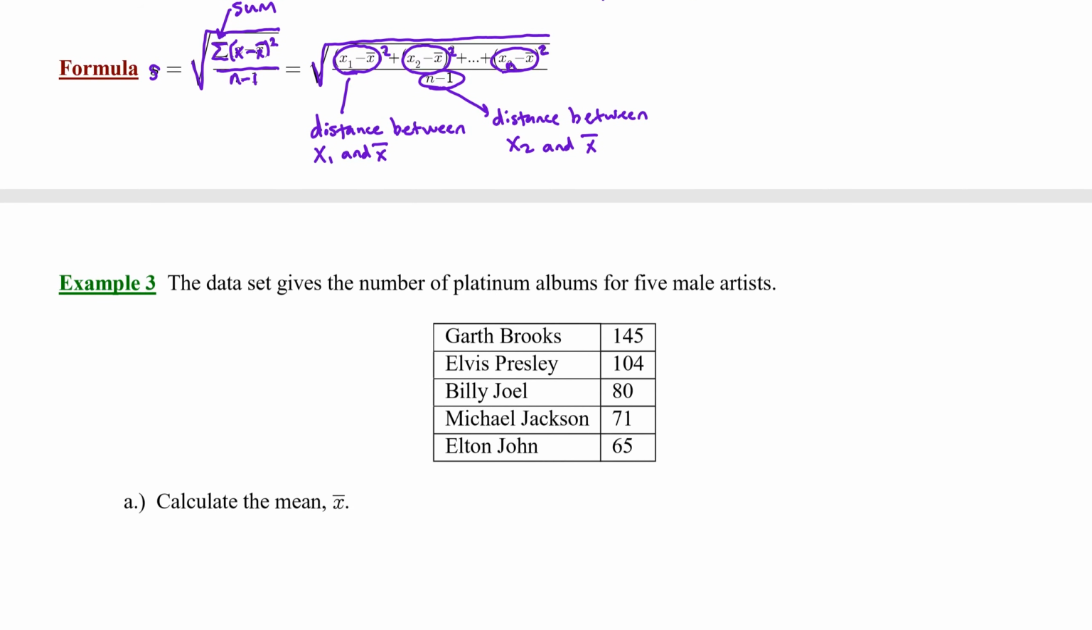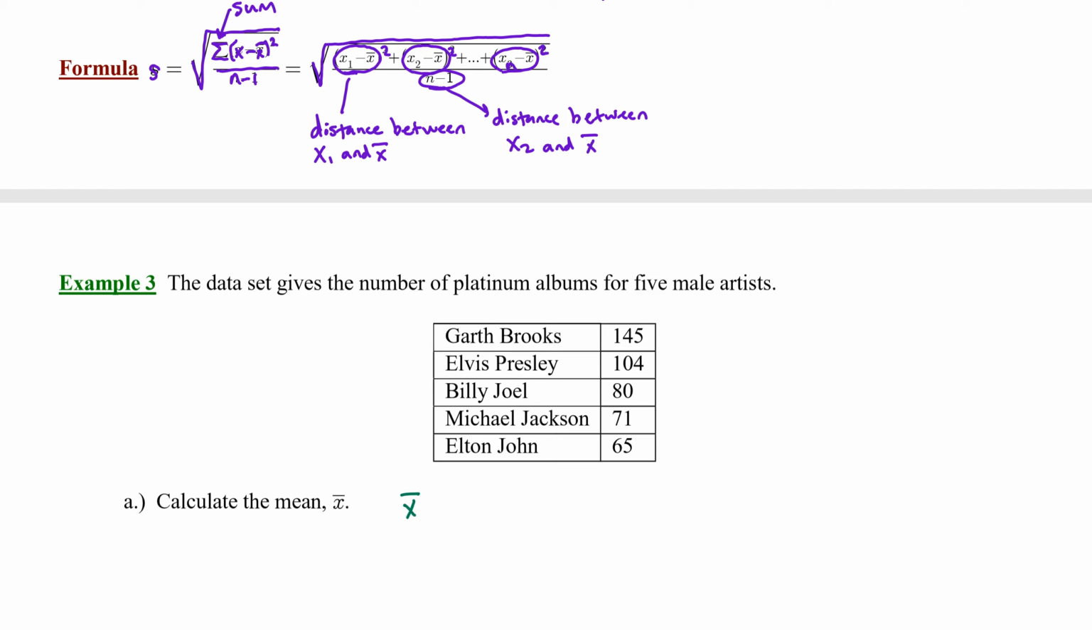Let's try this on example 3. It says the data set gives the number of platinum albums for 5 male artists. So Garth Brooks, 145, Elvis Presley, 104, Billy Joel, 80, Michael Jackson, 71, and Elton John, 65. If we want to calculate the standard deviation, we're definitely going to need the mean. So let's begin by calculating the mean.